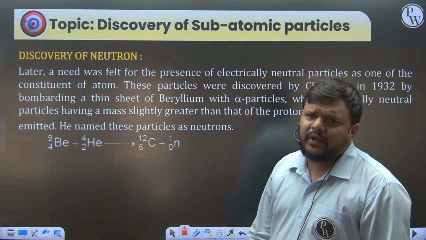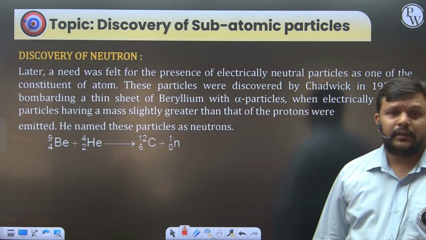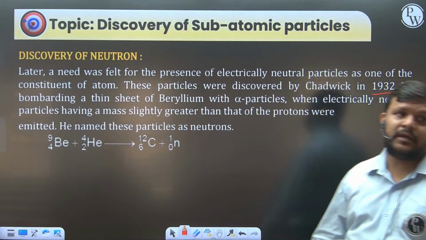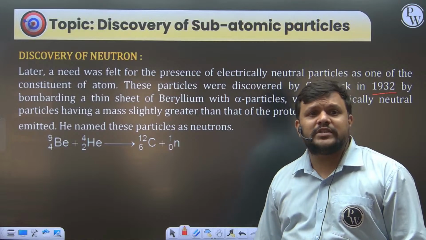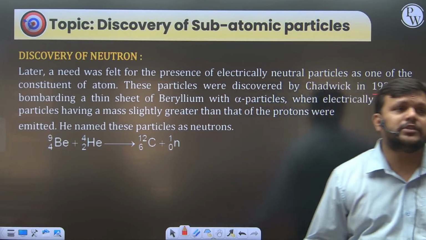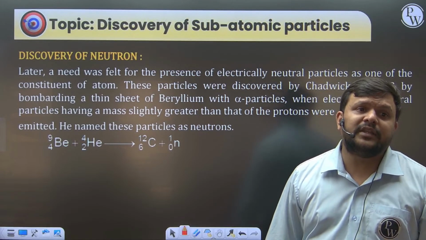See, after a very long time, you can see that in 1932, after so many years, the neutron discovery took place. Why so many years? Because the neutron is very difficult to discover. It is neutral in nature.